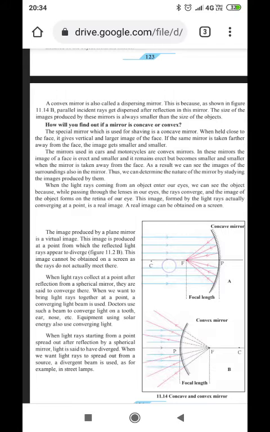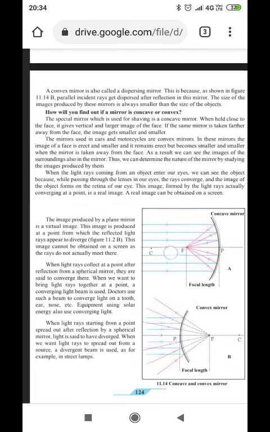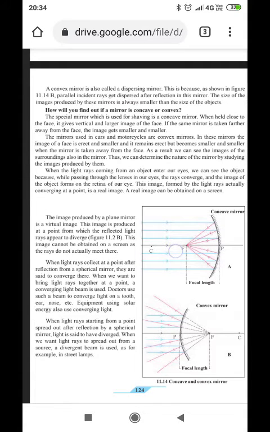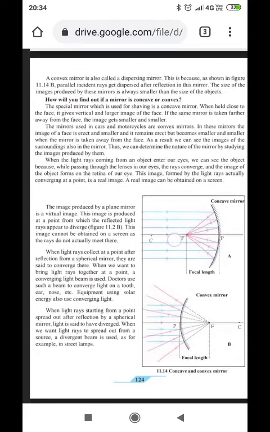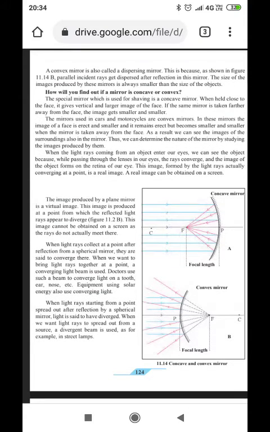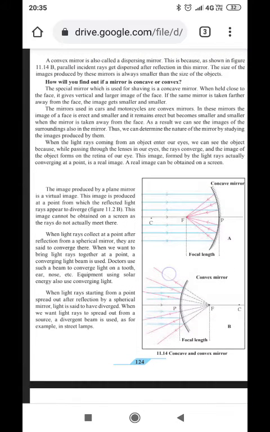Now, how to identify whether the mirror is concave or convex? So, certain things are given, or properties are given about the mirror, with the help of which we will come to know whether the spherical mirror is concave mirror or a convex mirror. Let's go through it.